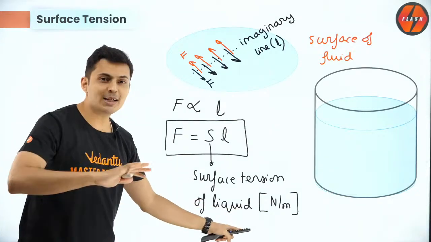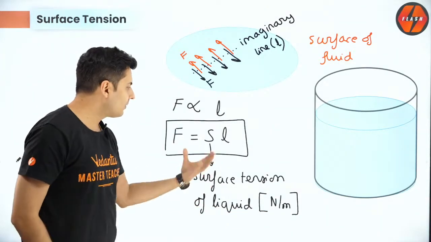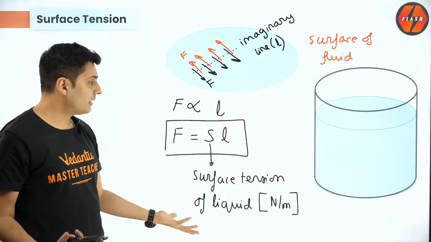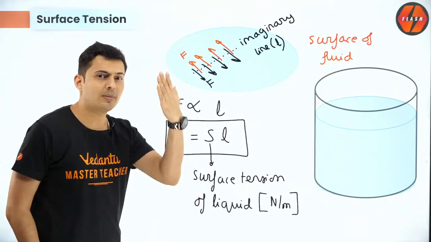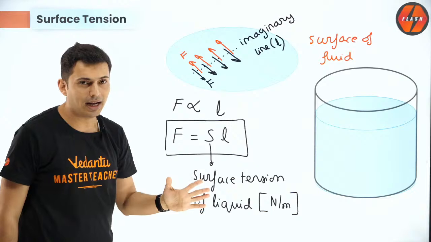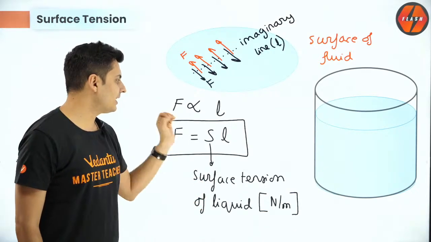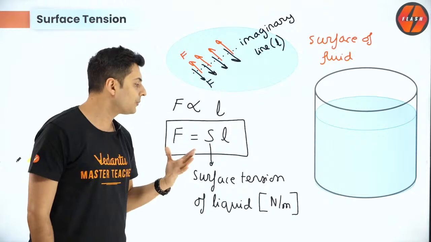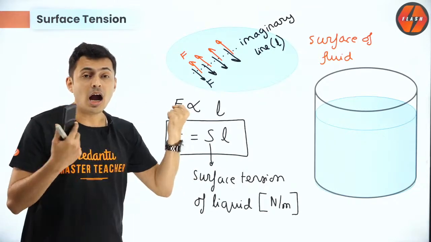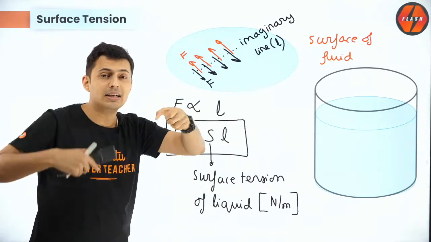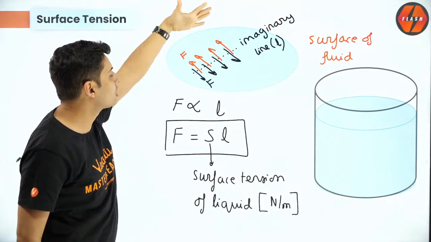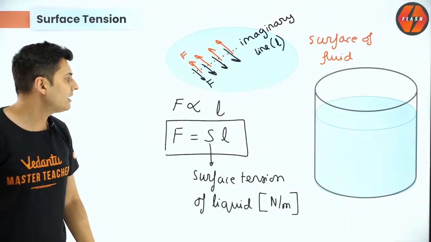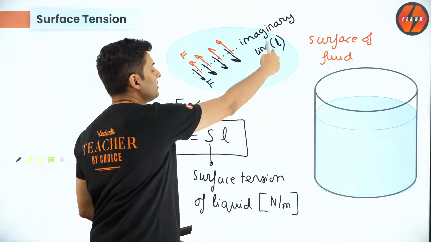It depends completely on the liquid. For oil it will be different, for water it will be different, for glycerine it could be different. So these values will be given to you. You don't have to sit and learn them by heart, just like coefficient of viscosity or coefficient of friction. So don't worry about it. S will be given to you. But S tells you how much force is there per meter of imaginary line which is drawn on the free surface of a fluid. That's all it is. Yes, L is the length, obviously. L is the length. I just mentioned it over here.